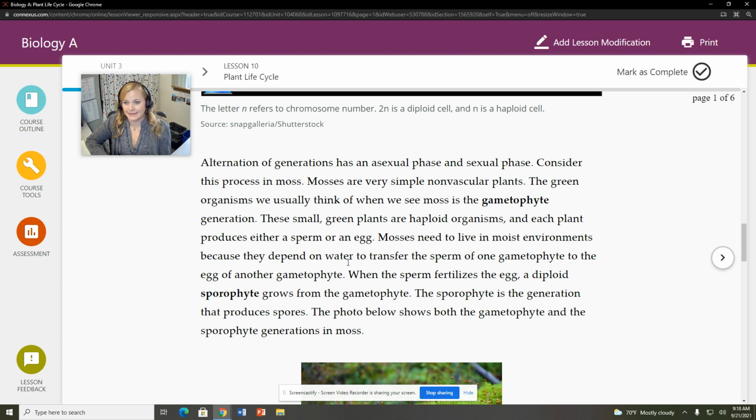The gametophyte is the part of the plant that is haploid. That means that every part of that gametophyte contains only half the number of chromosomes as the mature organism does. And the gametophyte's purpose is to produce eggs and sperm. That's what its purpose is to do.